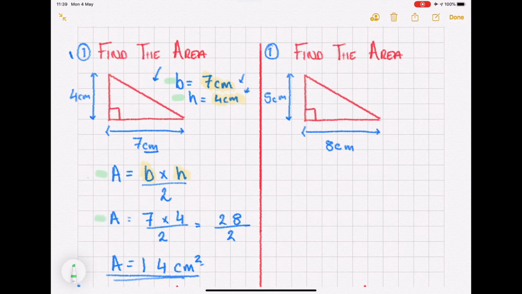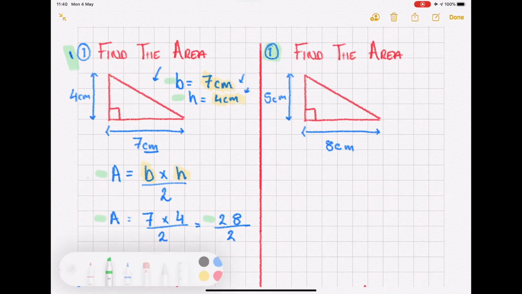And the next thing we do after that is we substitute, we replace our letters with our numbers down here. And then the next step is to do that top multiplication. And then the last step is to divide by 2 and make sure our units are all good. Okay? So area is always a unit squared, a metre squared, a centimetre squared, or a millimetre squared.